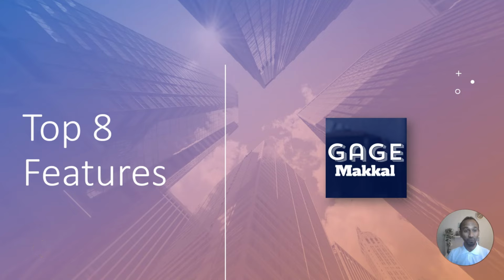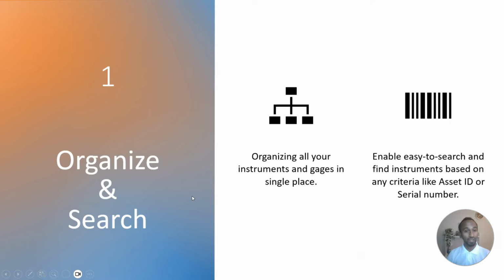In this video, we will look at the top 8 features of GageMakkal. The first of that is to organize and search any of your gauges or instruments much easily. You can organize all your instruments and gauges in a single place, and you can search any instrument either based on an asset number or serial number or however you have it organized, as simple as possible.